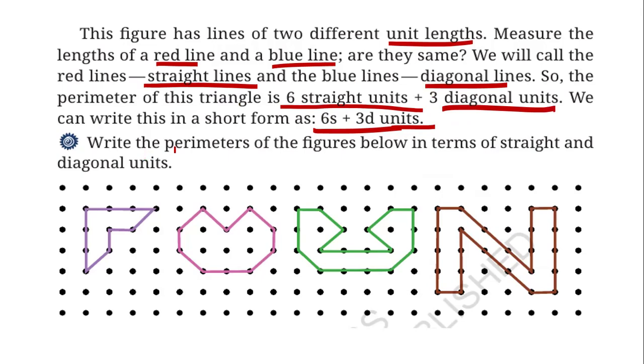Now, write the perimeter of the figures below in terms of straight and diagonal units. The given activity for this: see, 1, 2, 3, 4, 5, 6. 1, 2, 3, 4, 5, 6. 6s plus 1, 2, 3, 4, 4d. 6s plus 4d.